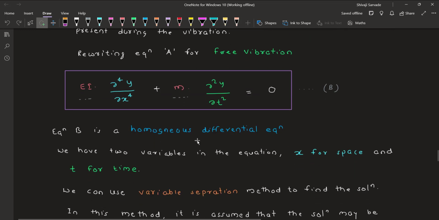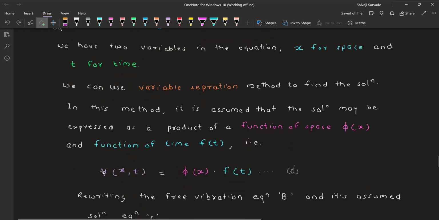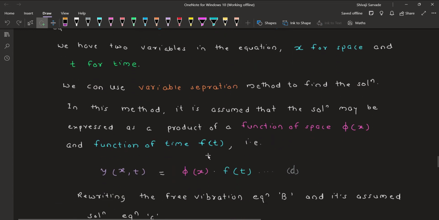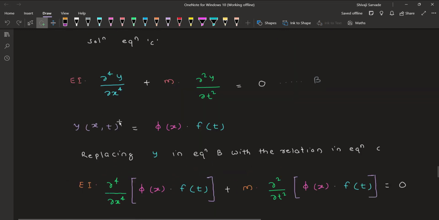Now to solve this we have to use a technique called variable separation. So we'll have to separate x and t and assume the solution as a function of these two. Let's assume the solution y(x,t) to be φ(x) f(t). The product of these two is nothing but the solution of the fourth order differential equation which we have here. As per the assumed solution, wherever we see y, we'll replace it with φ(x) f(t), the product of these two things.